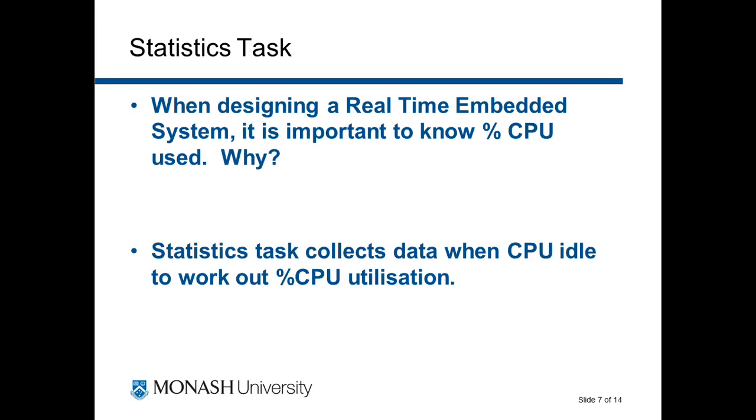So when designing a real-time system, we have to know our CPU usage. Can anyone suggest why? Let's put this another way. If I've got 100% CPU usage, are we happy? No one's happy. I've got 99%. You're not happy. Why are we not happy? But if I don't have any more tasks?